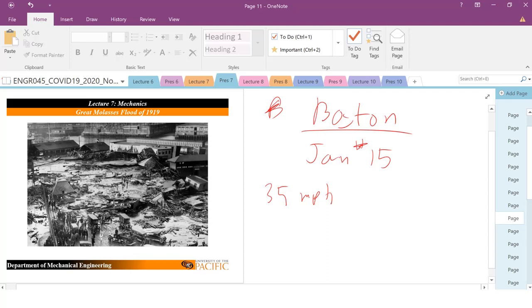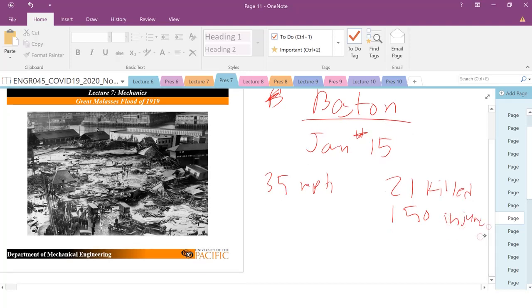Unfortunately, 21 people were killed. And it's in the North End. The North End of Boston is extremely popular. Now you'll go to Mike's Pastries. There are a lot of Italian restaurants there, but 21 people were killed and 150 were injured. So it's actually a huge disaster, not as funny as the name would imply.